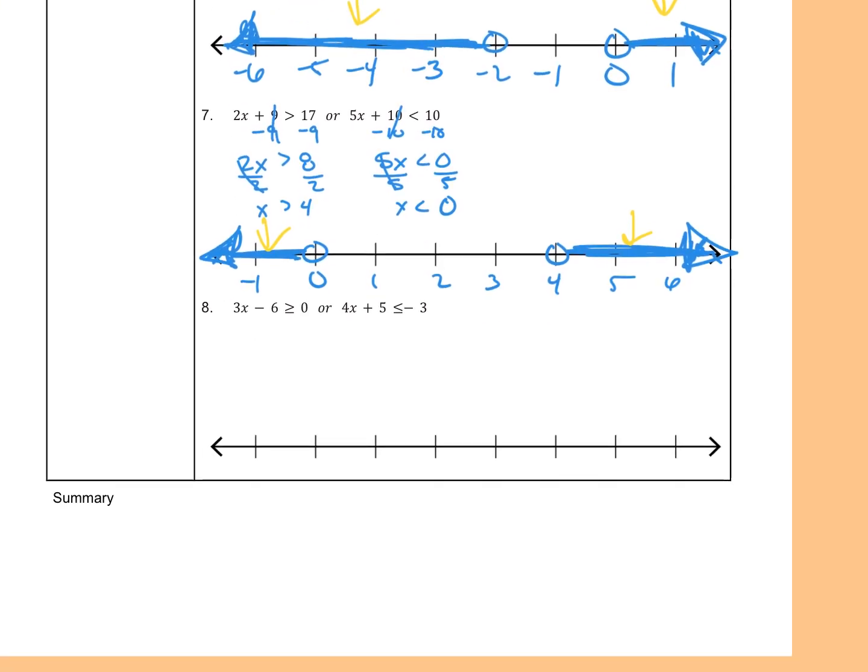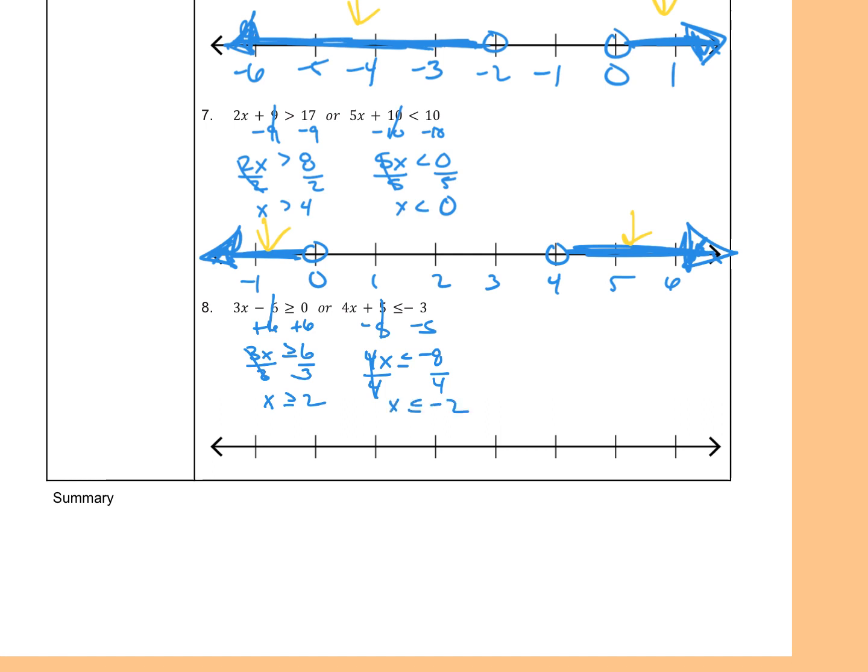And our last one, number 8, let's add 6 to both sides. So we have 3x is greater than or equal to 6. And then we divide everything by 3. So we get x is greater than or equal to 2. And here we're going to subtract 5. We get 4x is less than or equal to -8. -3 minus 5, watch your integer rules. Divide by 4. I get x is less than or equal to -2.